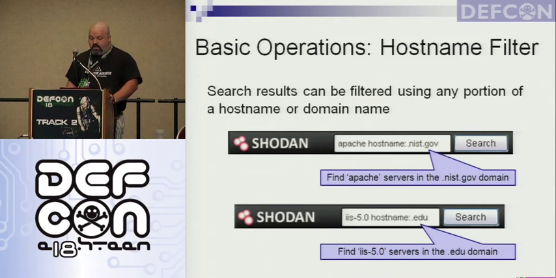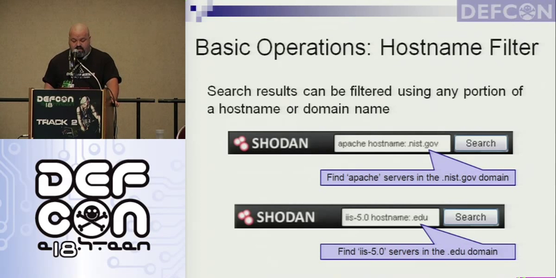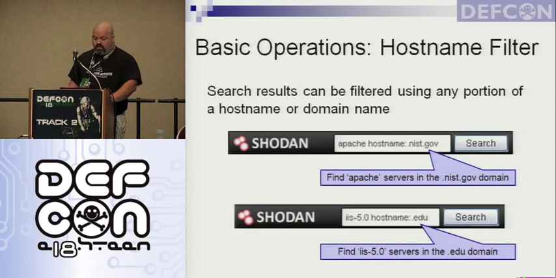Basic operations, hostname filter. Okay, so we want to filter by hostname. So the search here is Apache hostname:.nist.gov. So now we can limit our searches to devices in the .nist.gov domain that have Apache in the web banner, or IIS 5.0 hostname:edu. So now we're looking at just IIS 5.0 or Microsoft 2000 servers that are in the edu domain. And obviously if you wanted to put a specific university or something like that, you could certainly do that as well.